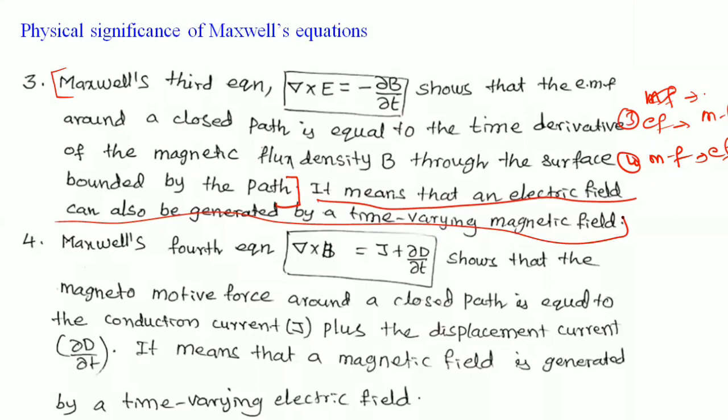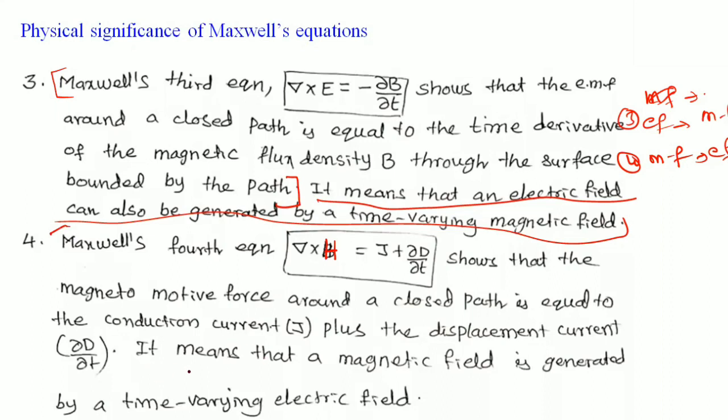Fourth Maxwell equation. The fourth Maxwell equation is given by curl of H is equal to J plus dou D by dou T. It shows that the magnetomotive force around a closed path is equal to the conduction current J plus the displacement current dou D by dou T. Up to here, you see clearly, you can write this in your own words.